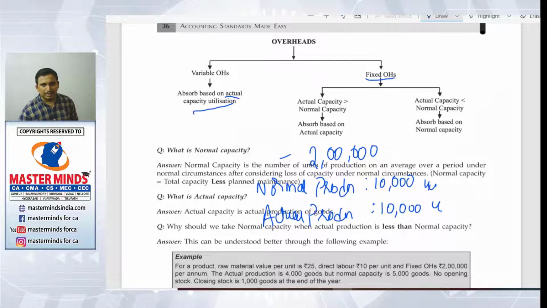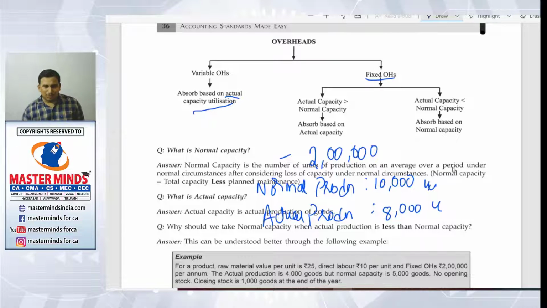Now let me change the number. Just observe carefully. Let us say it is not 10,000, it is 8,000. Let us say actual production is 8,000. Normal production is 10,000 only. What do you mean by normal production? If you are not having any abnormal situations and the production process goes normally, that is the production output you get. That is what we have to observe. So now tell me, if the actual production is 8,000 and normal production is 10,000, how do you allocate?